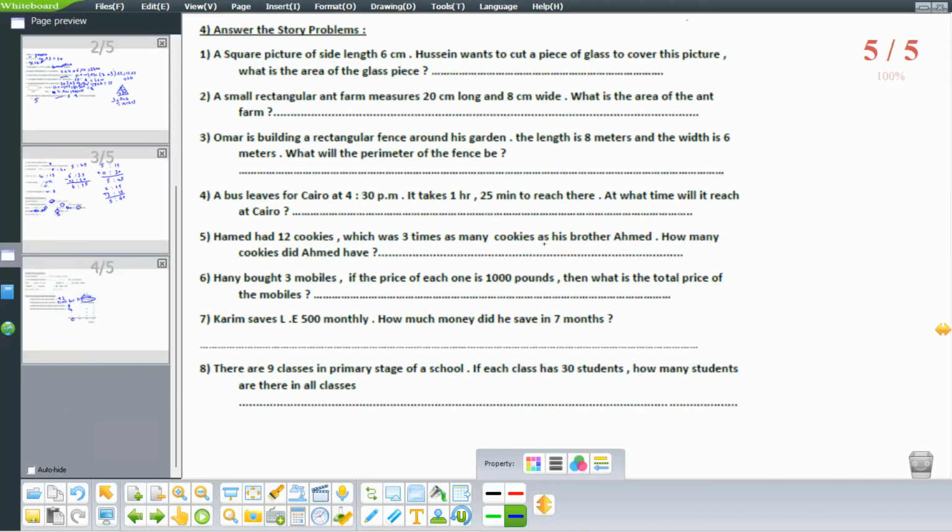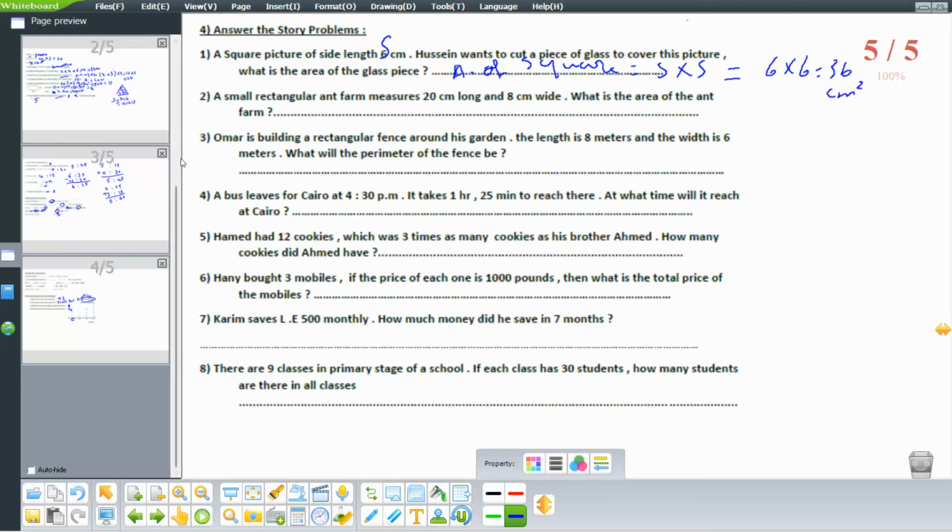Let's see the next, the story. A square of side length 6. So this is the side. Hussein wants to cut a piece of glass to cover this picture. What is the area of the glass? We need to find the area of a square. Area of a square equals side times side, 6 times 6 equals 36 square centimeters.